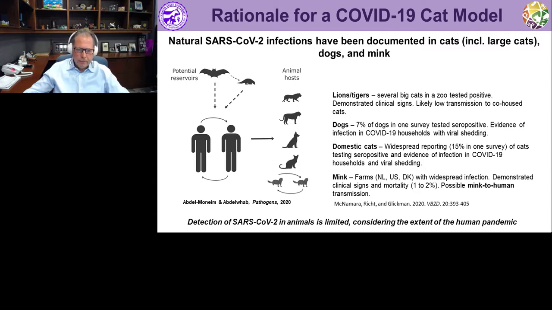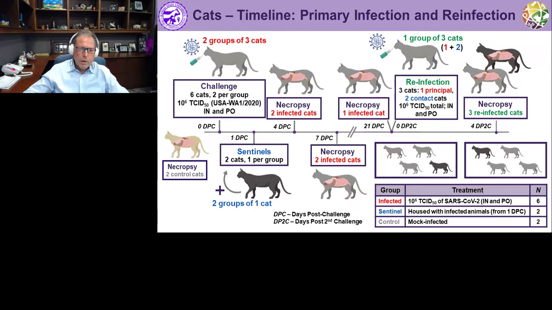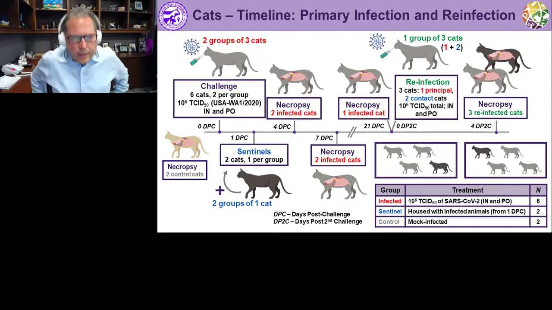And we know from several outbreaks in mink farms in the Netherlands, in the US, and in Denmark that mink are highly susceptible to this virus, and they can show severe clinical signs and even mortality. And there is a report of mink-to-human transmission in 2 cases. However, the detection of SARS-CoV-2 in all these animals I mentioned here is rather limited, considering the extent of the human pandemic.